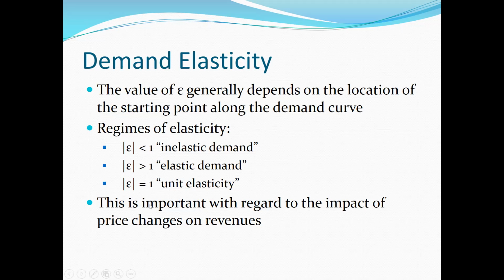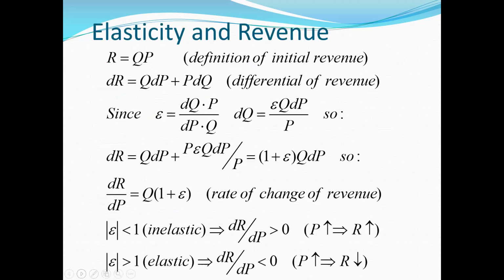If your epsilon is exactly 1, then you have what we call unit elasticity. That means the proportional change in demand is the same as the proportional change in the price. Okay, so that's when you have unit elasticity. This is important with regard to the impact of price changes on revenues. So let's look at that derivation.